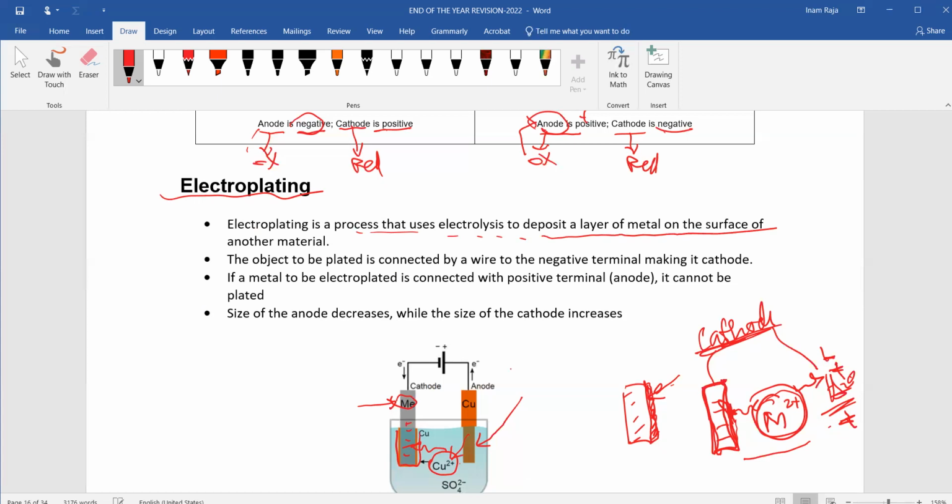of another material. The object to be plated is connected by a wire to the negative terminal, making it the cathode. So for example, if you have a spoon, you need to attach it to the negative, so it becomes negatively charged and attracts positive ions from the solution. Size of the anode decreases. Why? Because it's dissolving and depositing on the other side. And size of the cathode increases. Why? It is being plated.